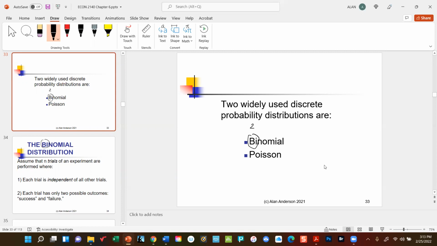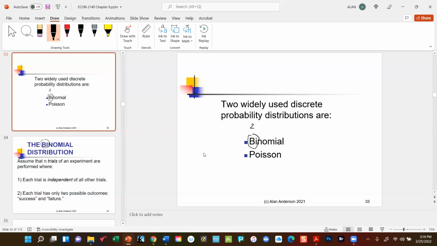The second one is called Poisson, and that one is named after its inventor. So therefore, the name doesn't tell you anything. But at least with binomial, you get a feel for what this is going to be all about because of that prefix bi.